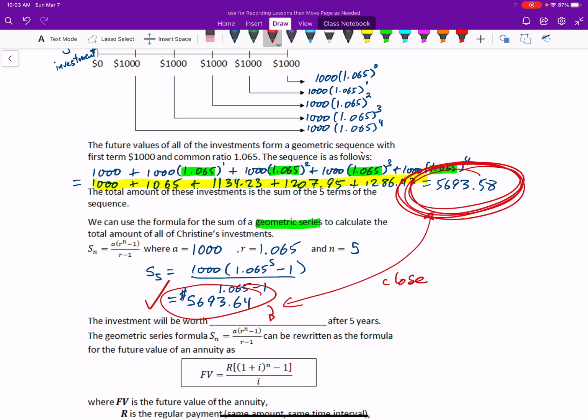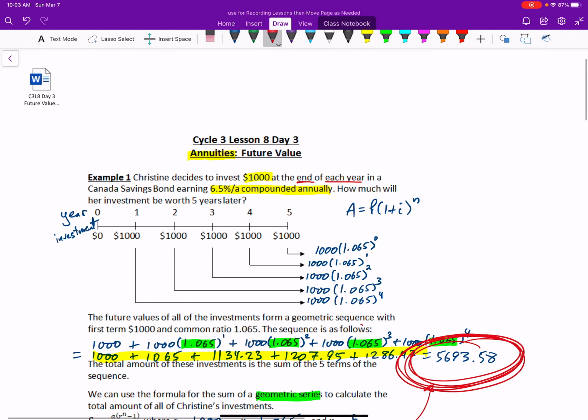So we can use the geometric series formula to do this, to find out what something's worth in the future under certain conditions. And again, the conditions are this. It has to be a regular payment. So in other words, 1,000, 1,000, 1,000, 1,000, 1,000, same amount each time. And regular also means regular time period. So 1 year, 1 year, 1 year between each one of them. So it's the exact same time period in between each one of them. It also needs to be at the end of the time period.